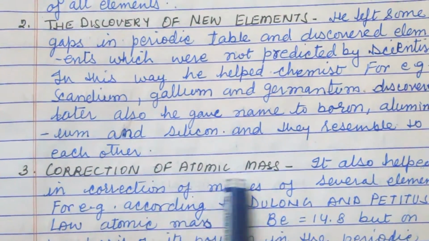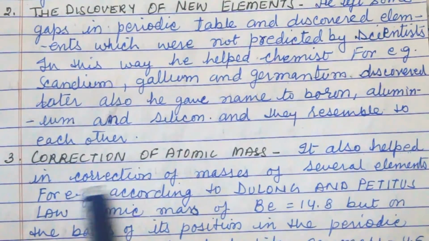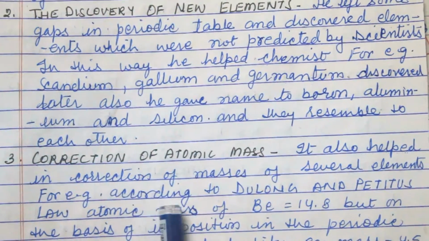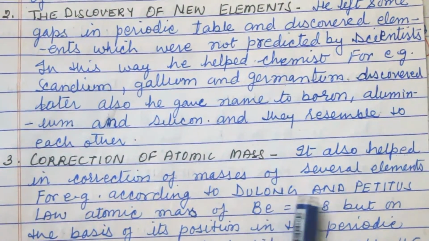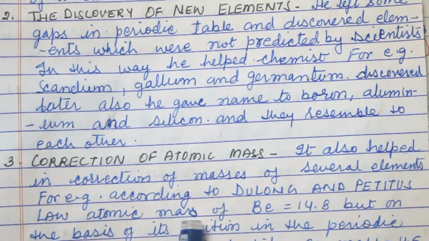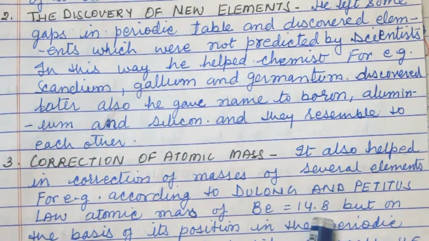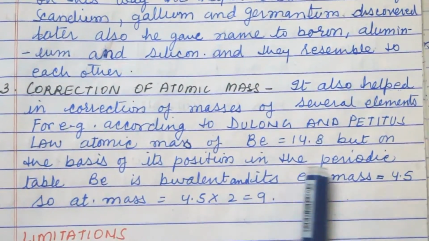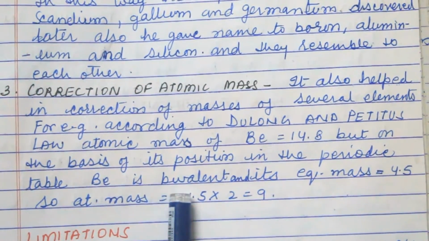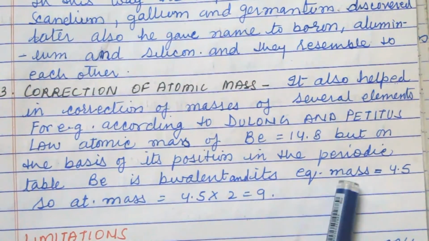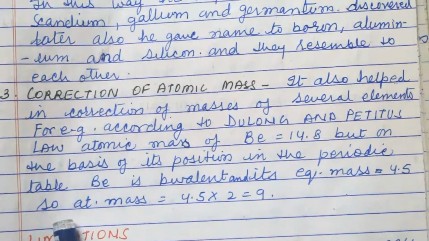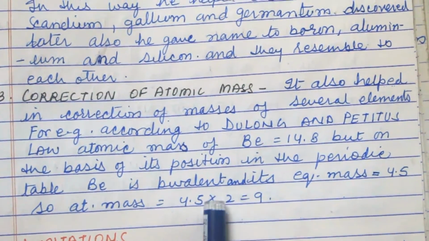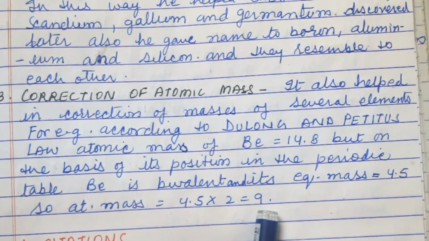Next is the correction of atomic mass. It also helps in the correction of masses of several elements. For example, according to Dulong and Petit law, the atomic mass of beryllium is 14.8, but on the basis of its position in the periodic table, beryllium is bivalent and its equivalent weight is 4.5, which when multiplied by its valency, that is bivalent, gives a mass of 9.